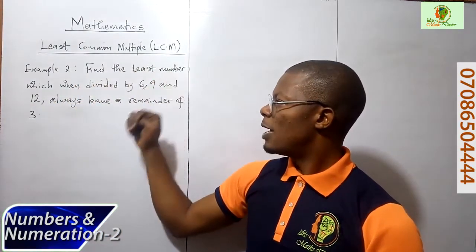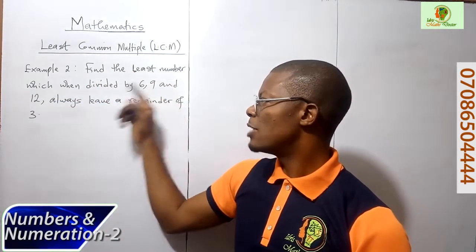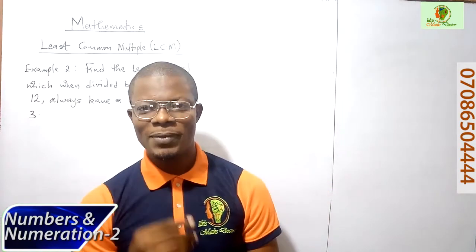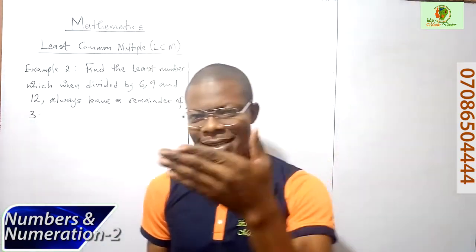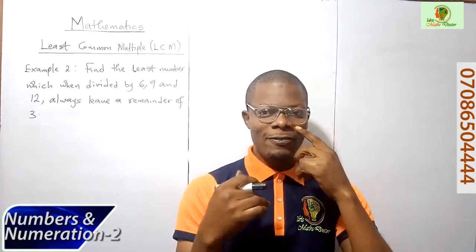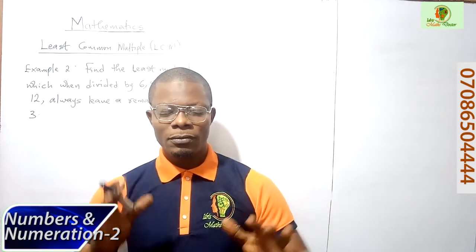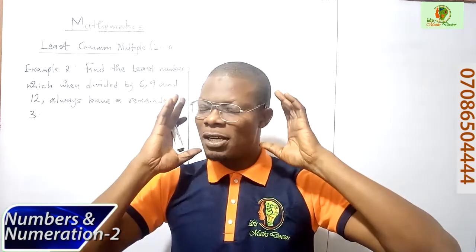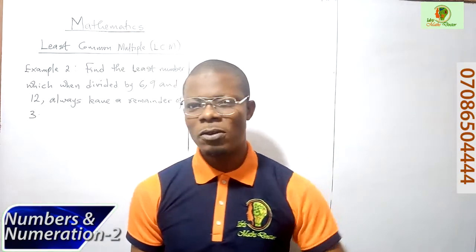Find the least number which, when divided by 6, 9, and 12, always leave a remainder of 3. We have to find the least number, least common multiple. In fact, looking at this question is somewhat different from the first example I treated. The question is in the form of a word problem, but you just need to calm down when you are reading through the question to get what it is asking you to solve for.